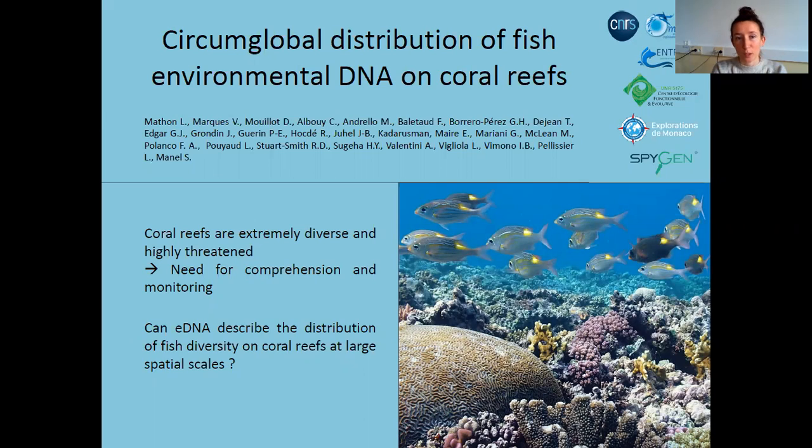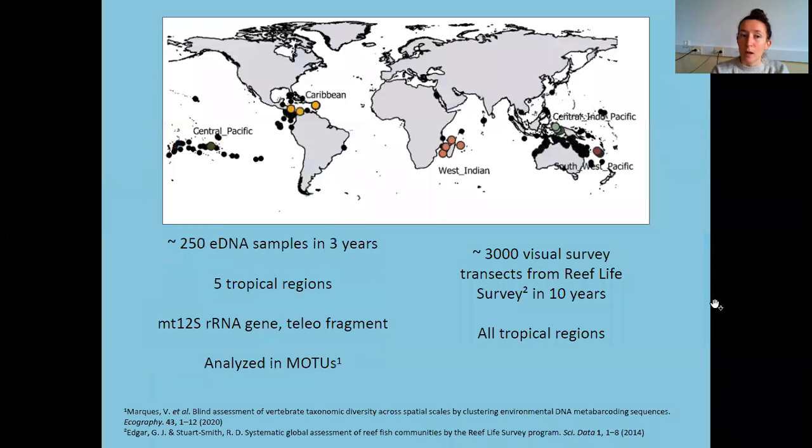But what about its potential in highly diverse ecosystems and at large spatial scales? Can eDNA describe the distribution of fish diversity on coral reefs? To answer this question, we analyzed 250 eDNA samples collected in 3 years in 5 regions. We clustered sequences in MOTUs due to the limited reference database for a 12S barcode.